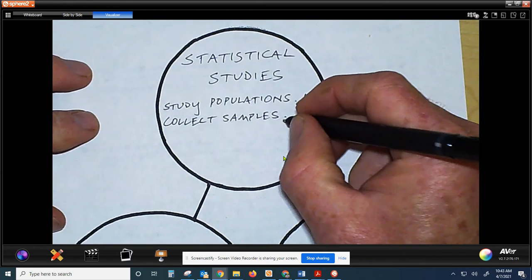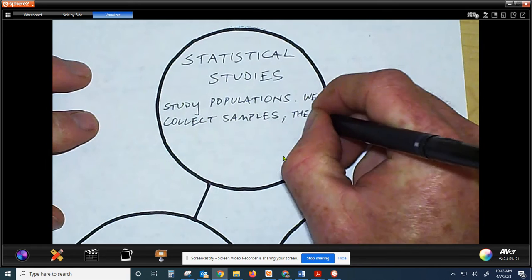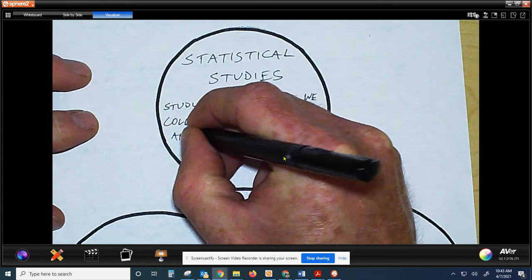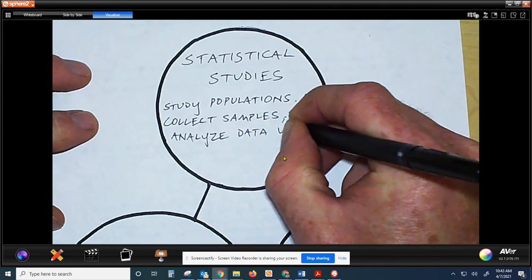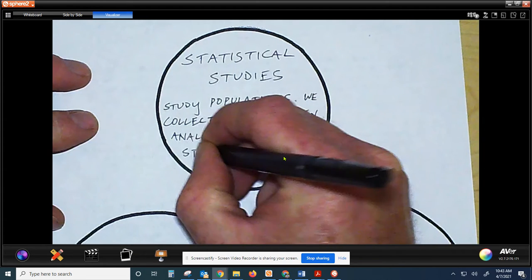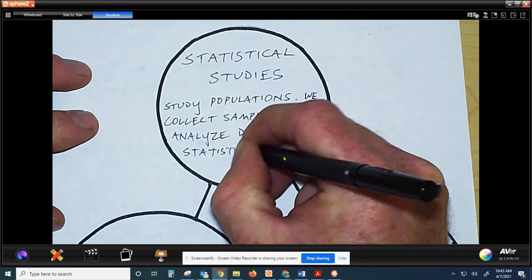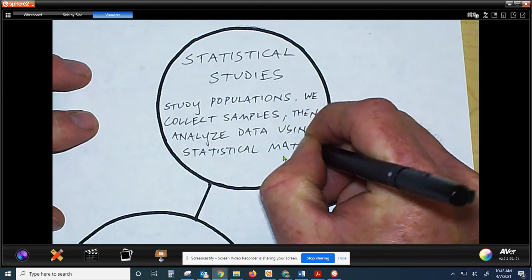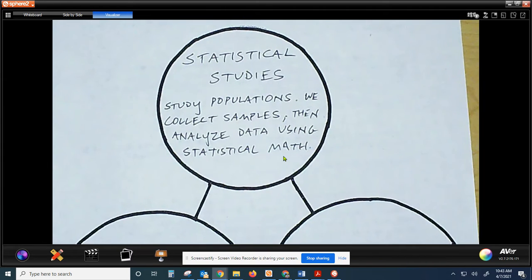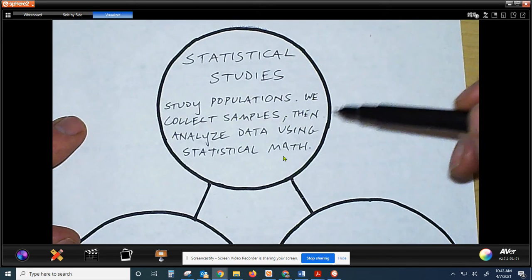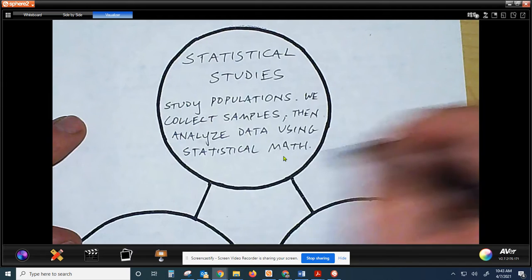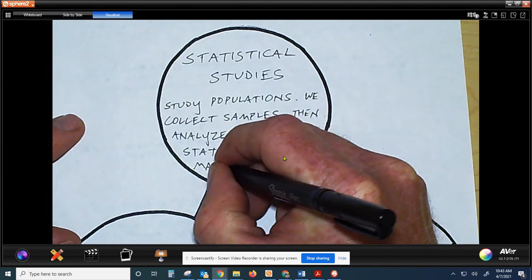We collect samples, then analyze data using statistical math. So essentially, scientists are mathematicians. They have to be responsible for getting the math side of the equation correct. If you follow a rigorous plan with your statistics, then you make conclusions.